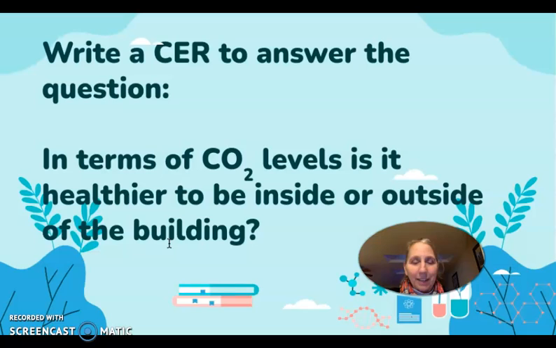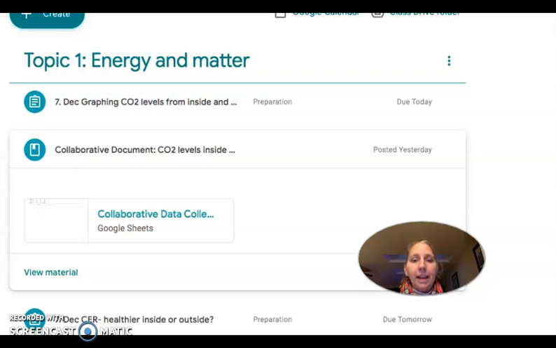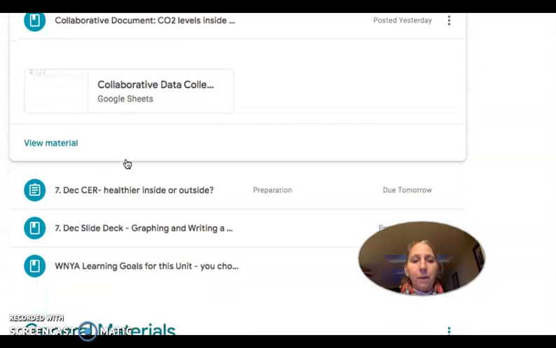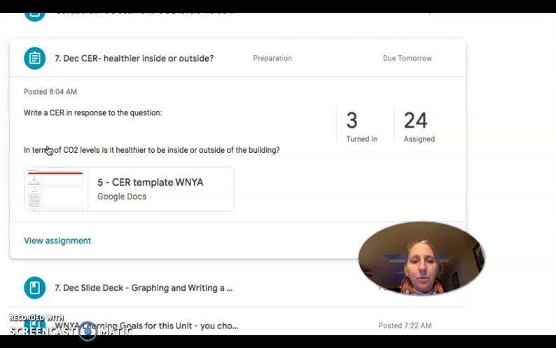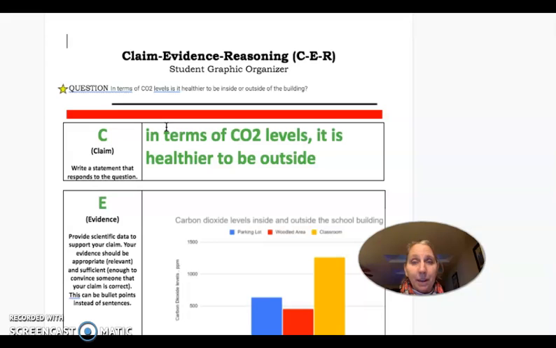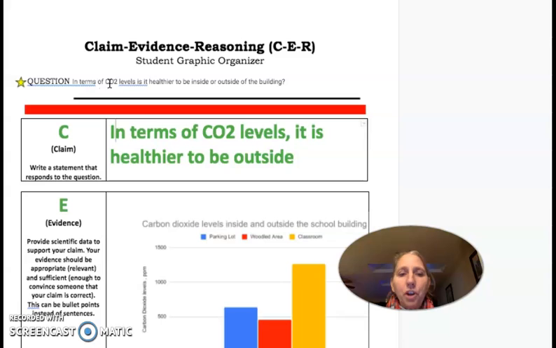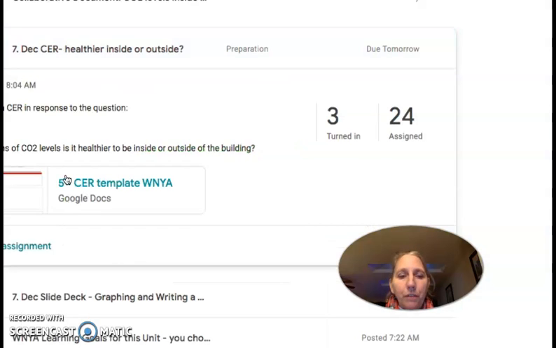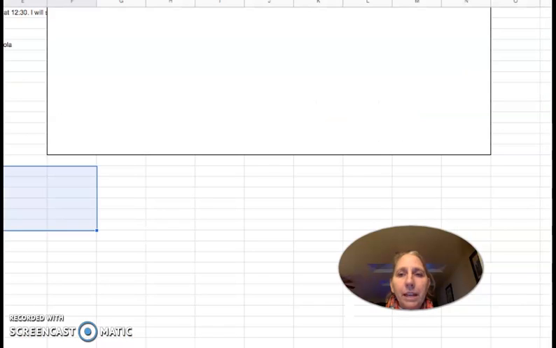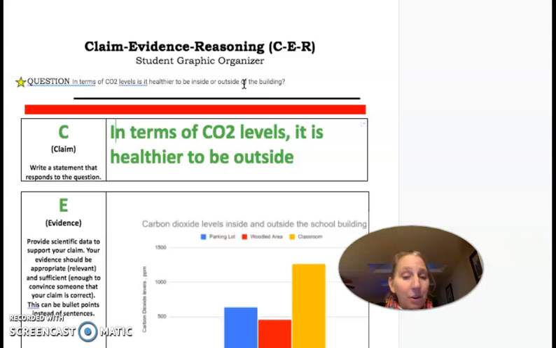The final step of today's activities was to answer the question with a CER. In terms of CO2 levels, is it healthier to be inside or outside of the building? And this is directly from this assignment in Google Classroom. So you will open it up and you will find this template, and I will walk you through that as well. The first thing you need to do is just copy the question straight from the assignment: in terms of CO2 levels, is it healthier to be inside or outside the building?